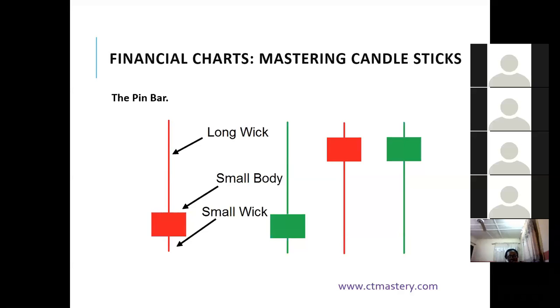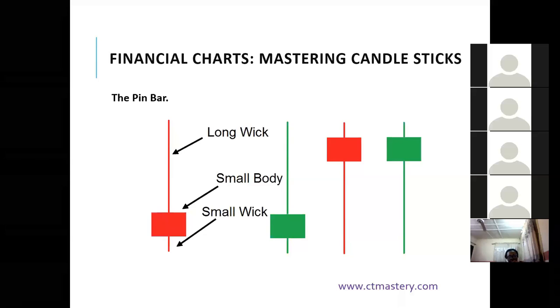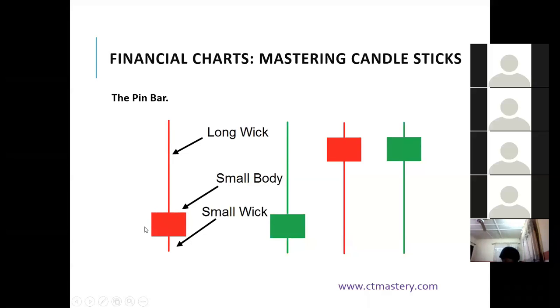The candlestick has a small body, a long tail at one end, and a short tail at the other end. The long tail must be at least 2 times the length of the body. This tail you see here, for it to become a pin bar, must be at least 2 times the length of this body. This candlestick pattern occurs quite often, and I like trading this particular pattern.